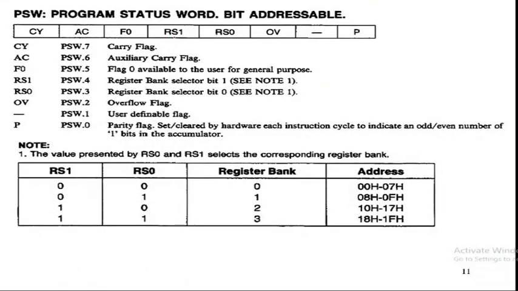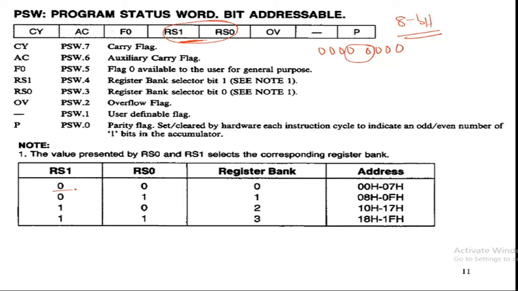Okay, now we will see how the banks will be selected. There is a program status word register within the microcontroller. As it is an 8-bit microcontroller, the program status word is an 8-bit register. In it, 2 bits are meant for RS1 and RS0. In order to activate a bank, we set the status of RS1 and RS0, so these 2 bits are going to be changed.